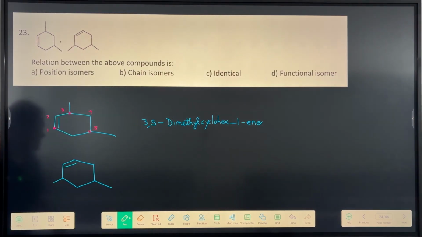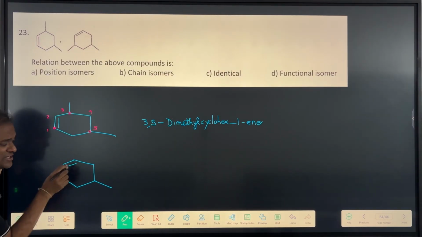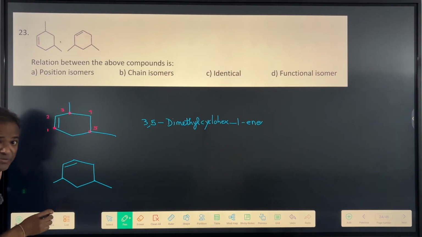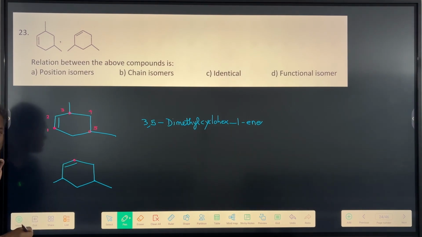Now let's try this last example. Here again in this case you can see a double bond is there. So priority has to be given to the double bond. So here it's 1.